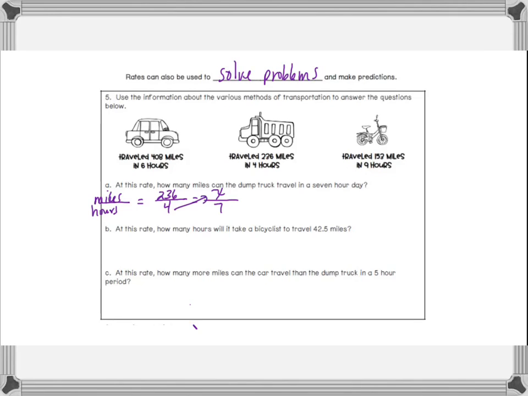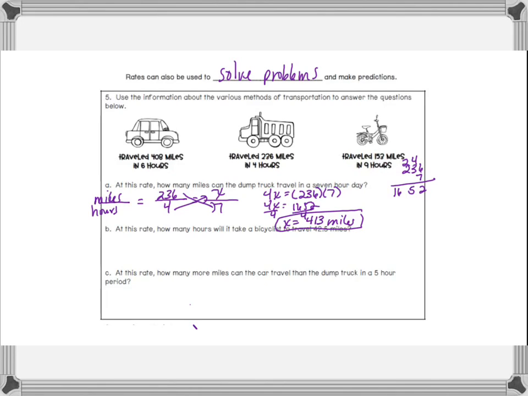So I'm going to cross multiply. So I'm going to take 4x, and I'm going to set that equal to 236 times 7. So that means I have to multiply 236 times 7 as my next step. Let's see, that's 42, 21 and 4 is 25, 14, 15, 16. I get 1,652. And then I'm going to divide both sides by 4. So that's going to give me 413 miles in 7 hours.